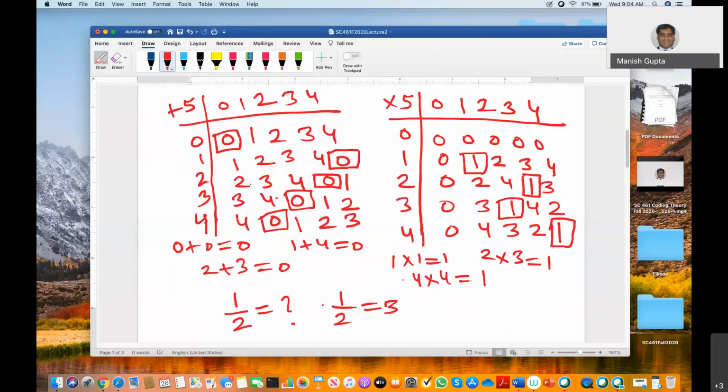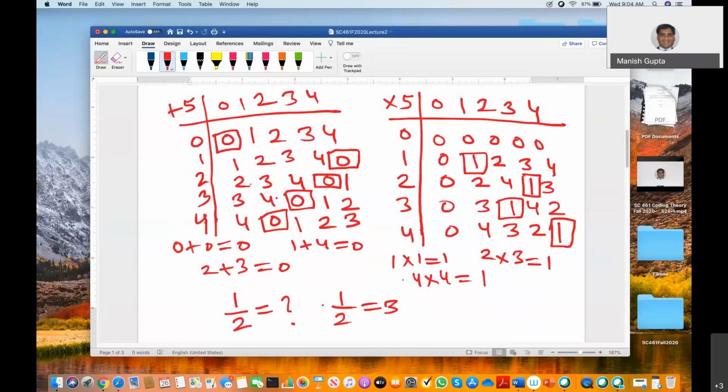You can see that whenever n is a prime number, there is a field. 2, there is a field, yes. 3, there is a field, yes. 4, there is no field. I mean, we are not able to construct by this method. 5, yes, we are able to construct a field.